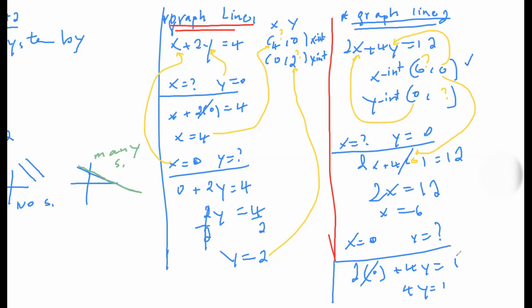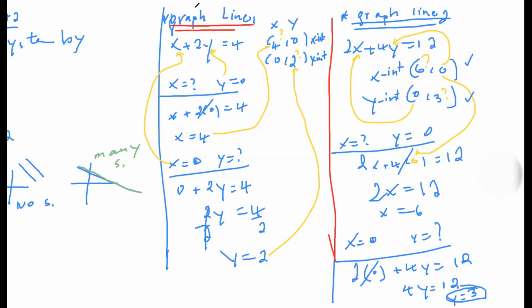Did I miss the 2 here? Did I miss a 2? That's right, it's 12. Thank you. It's 12 here. 4y equals 12, that means y is what? 3. That's right. If you divide both sides by 4, you get 3. And our second pair is complete.